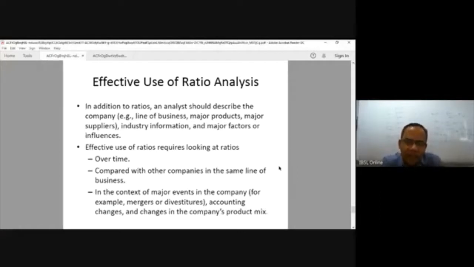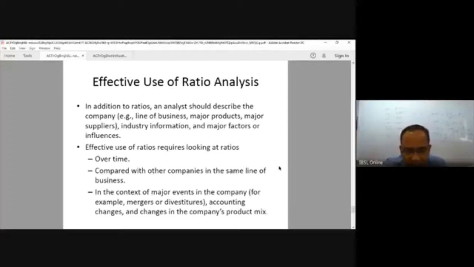the analyst should describe the company. I mean, what is the line of business, products, what are the major suppliers, what is the industry information, major factors and influences. That also analysts will have to look at. So effective use of ratios, basically over a period of time, what are the changes, how this has happened compared with the other companies in the same line of business, same industry norm, all that will have to be taken into account.